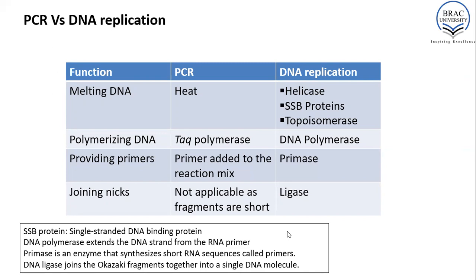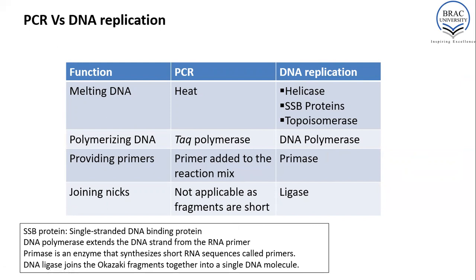For polymerizing the DNA, you normally use Taq DNA polymerase, which is commonly used in PCR, whereas in the cell it's normally the DNA polymerases. For primers, we commercially make the primer, which is also called the oligonucleotide, and this is added to the reaction mixture. On the other hand, primers are used in DNA replication by the cell machinery. And nicks are not applicable here because these are fragments.